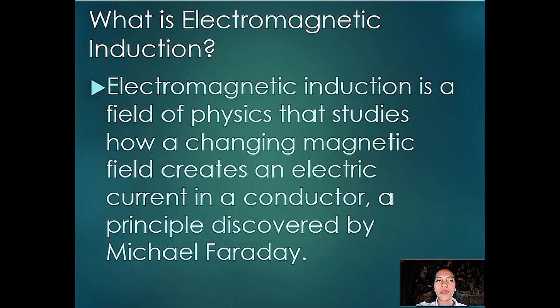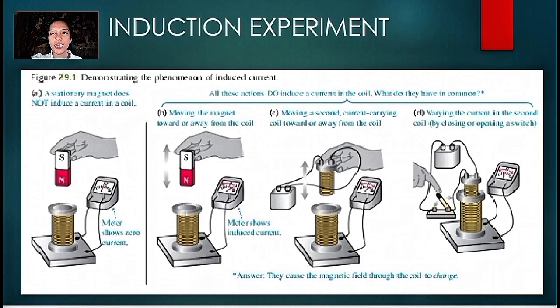It refers to the process where a changing magnetic field induces an electric current in a conductor. This phenomenon was discovered by Michael Faraday in the 1830s. The key idea here is that electricity is not produced by magnetism alone, but by a change in the magnetic environment. Next slide is the induction experiment.